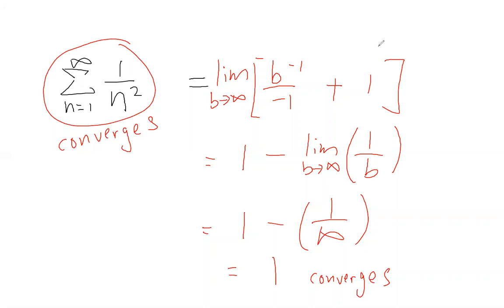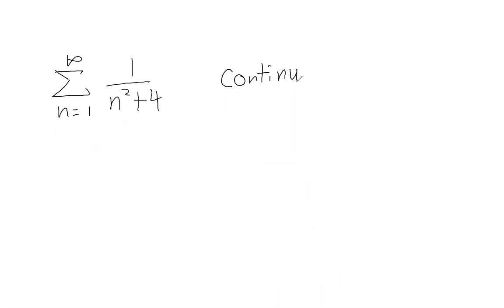Okay. Cool. We try another example. Example 2. Let's say we have to find this series, 1 over n squared plus 4. All right. So we're going to check whether we can perform the integral test. We check whether it is continuous.